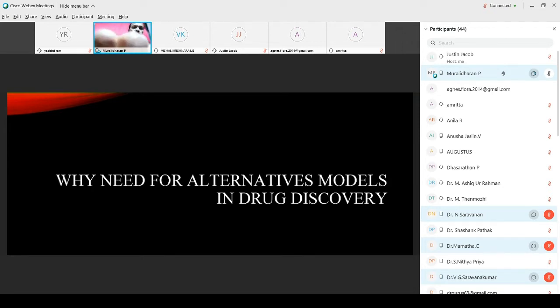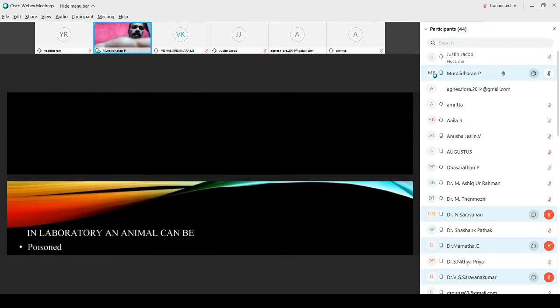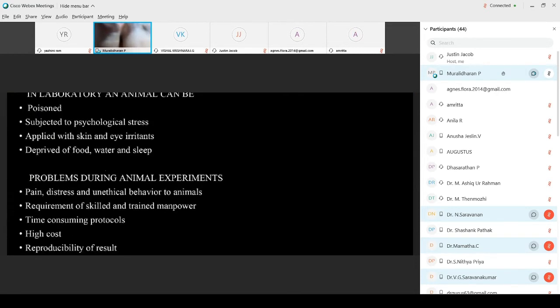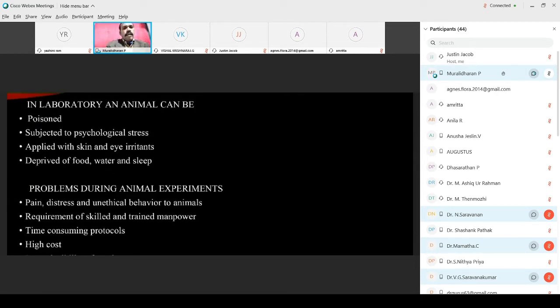Now the need for alternative models in drug discovery has started. Why? In the laboratory, when you are using an animal, these animals can either be poisoned or subjected to psychological stress, or applied with skin and eye irritants, and may be deprived of food, water, as well as sleep because of the psychological stress. It may not sleep. These are the problems faced by laboratory animals in the caring section.